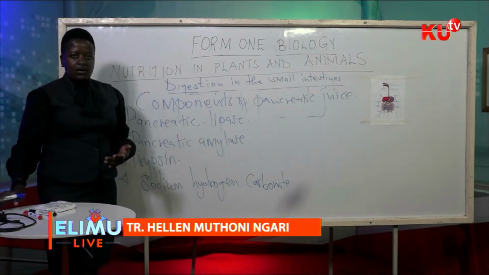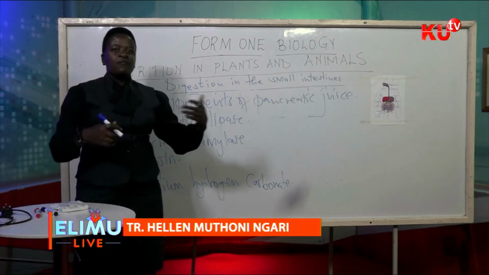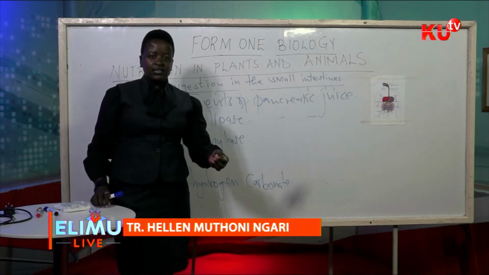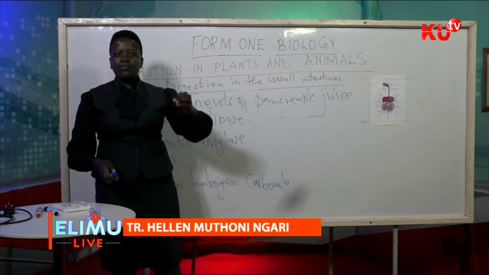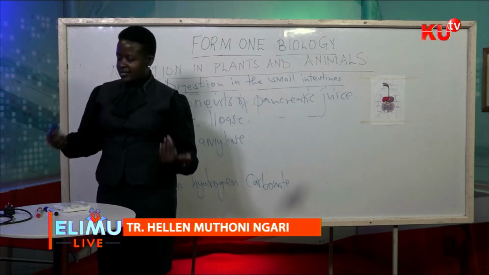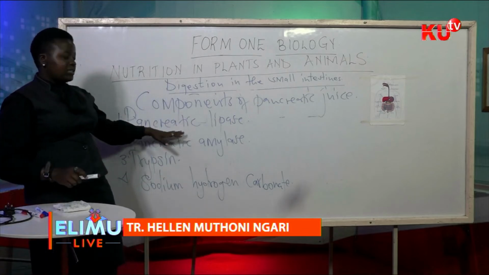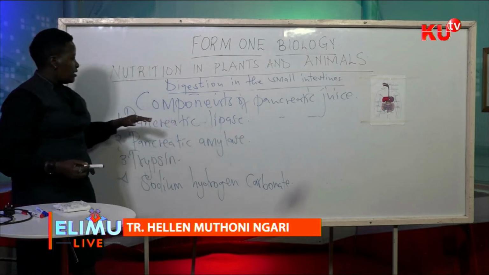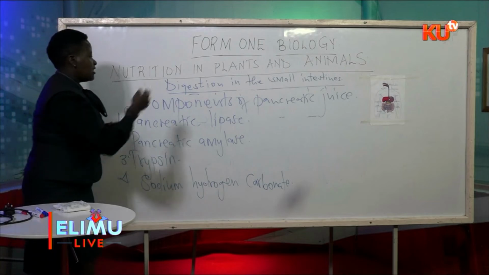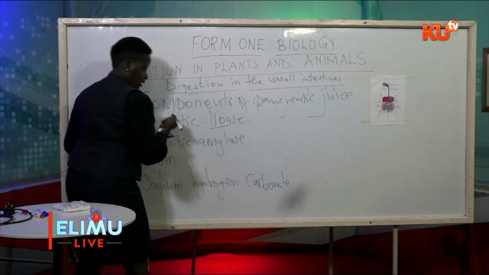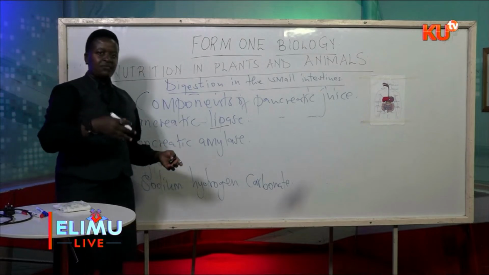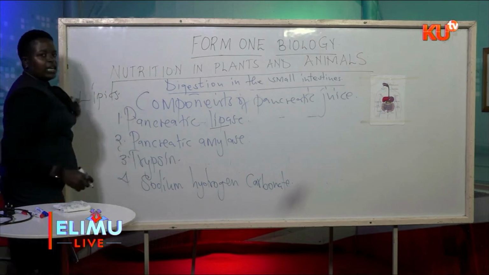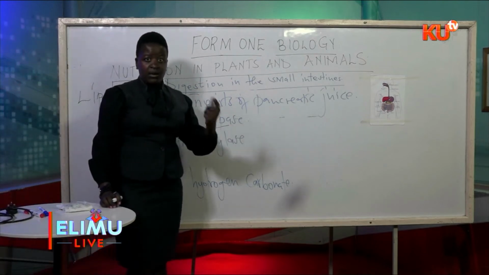Now, from knowing the components, you're now supposed to know the functions. What are the functions? Now, these components assist in the second part of digestion, that is chemical digestion. How do they assist in chemical digestion? We're going to start with the first component, which is pancreatic lipase. From the word lipase, we take the first letters, lip. The first letters have been derived from the word lipids. Lipids are fats and oils in biology.